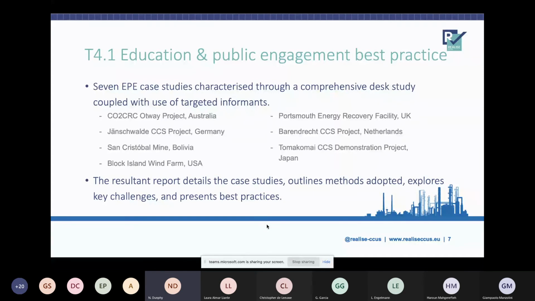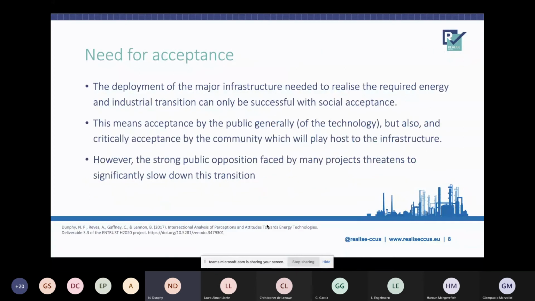So you can see the 7 projects that we looked at in depth, some of which are CCS projects, others are other large-scale projects. The resulting report details the case studies, outlines the methods that they adopted for their education and public engagement programs. It explores key challenges, presents best practices, and it identifies what can be transferred, what can be learned from the various studies undertaken.